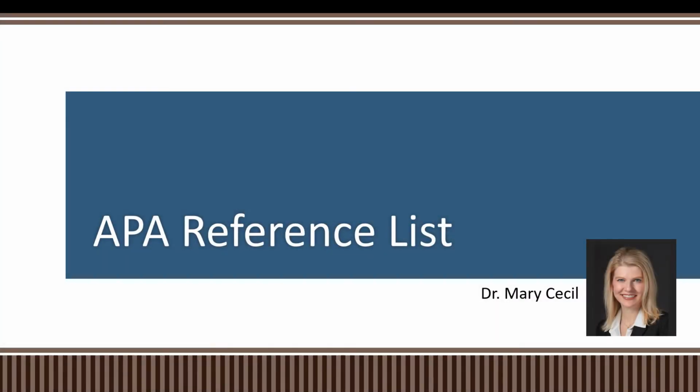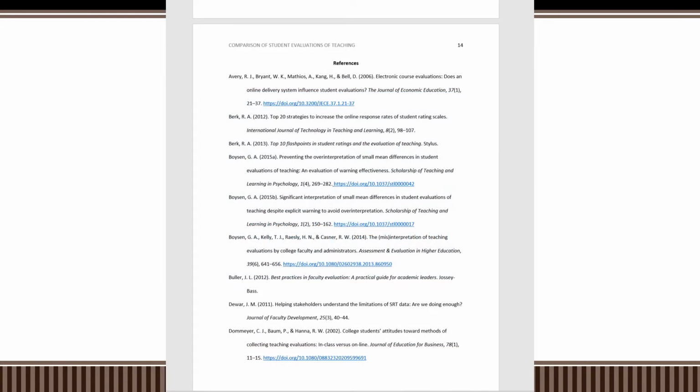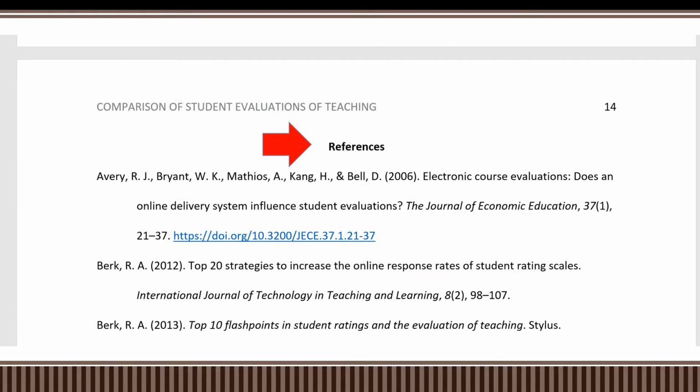The APA reference list. The reference page is at the end of the paper before the appendices. Start the reference page on a new page. You can use Control and Enter to force a new page break.